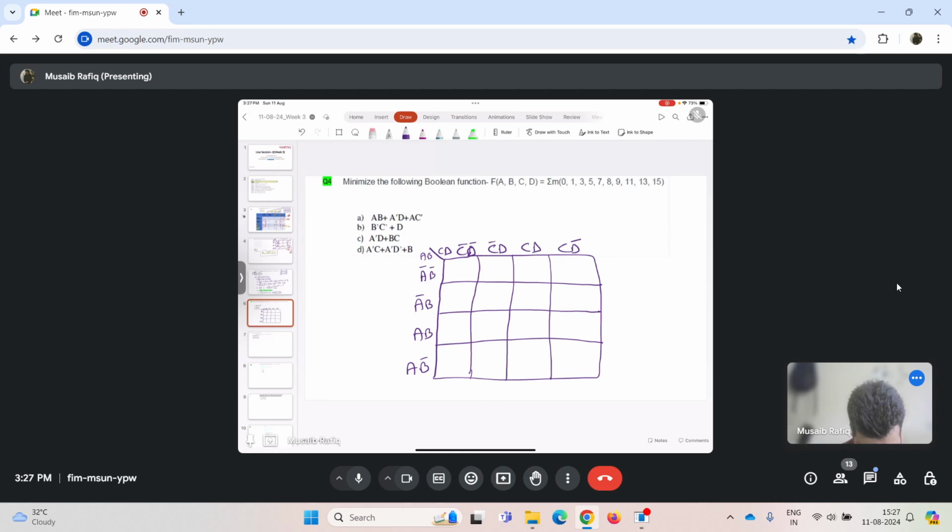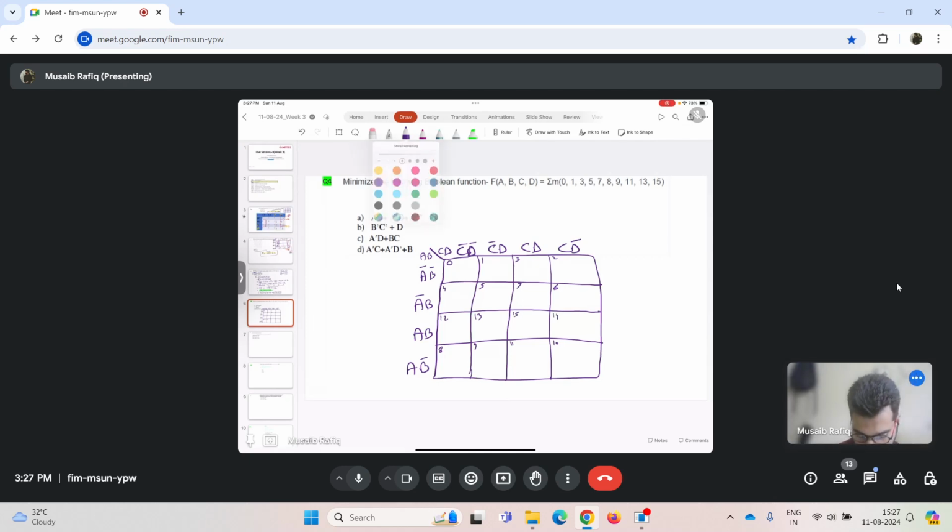Right. So this is 0. This is 1. This is 2. This is 3. This is 4. This is 5. This is 7. This is 6. This is 8. This is 9. This is 11. This is 10. This is 12. This is 13. This is 15. And this is 14. Right.